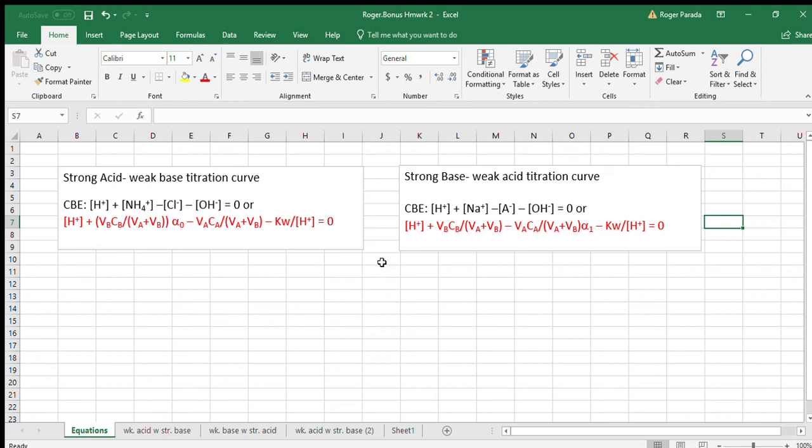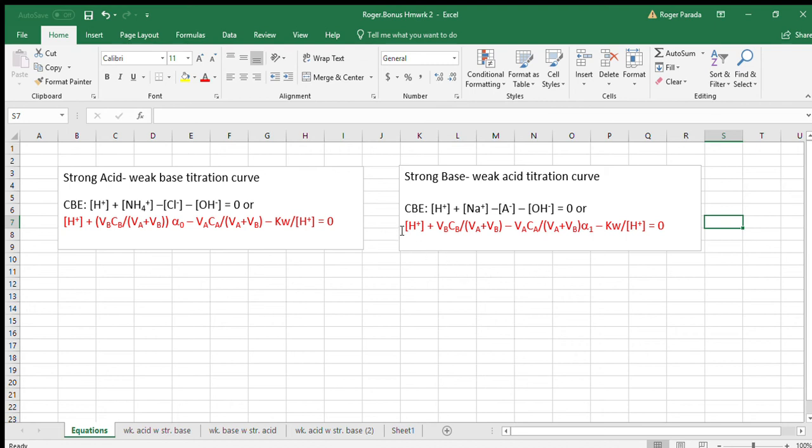And specifically, we'll be doing a strong base versus a weak acid. That is a weak acid titrated with a strong base. And central to this will be our charge balance equation. So you'll set up a charge balance equation equal to 0.